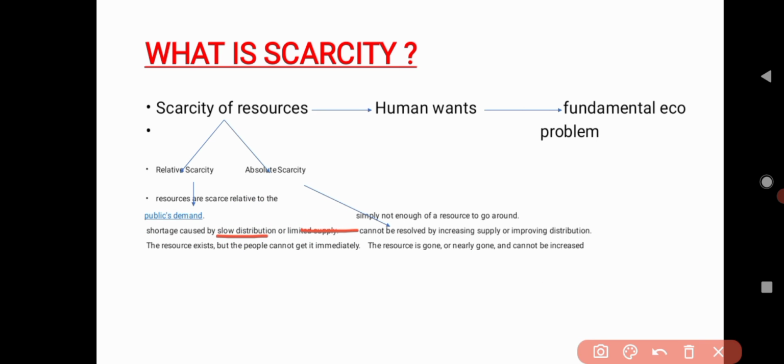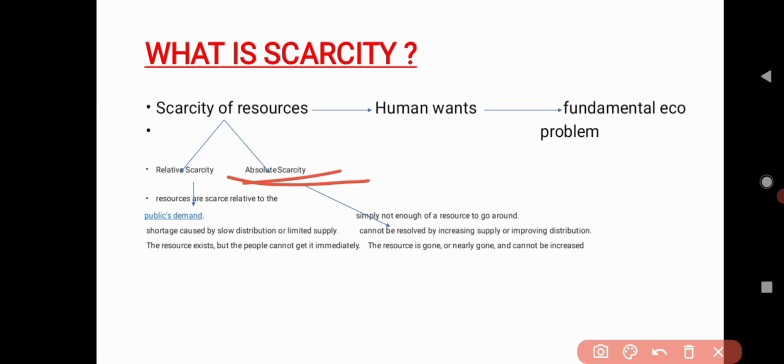No doubt we have it, but the supply is very low due to the high demand, and the distribution is also very slow because production is very slow in the firms and industries, right? So this means relative scarcity: we will meet this in the future, but immediately we cannot meet the demand for the commodity. Let us come to the next one, that is absolute scarcity.